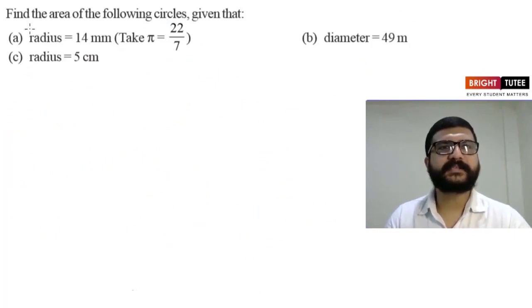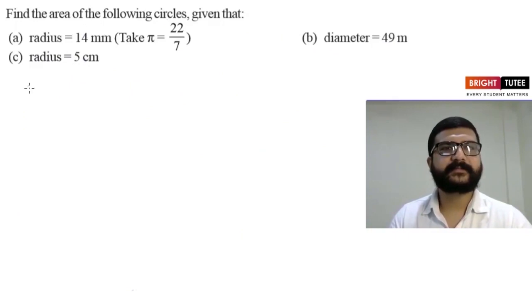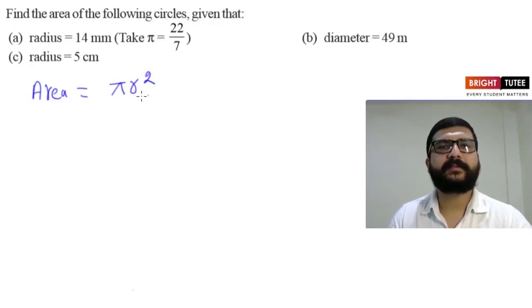The next question is, find the area of the following circles given that radius is 14 mm, and in the second one diameter is given as 49 meters, and in the third one radius is given as 5 centimeters. So let's see how to find area of circles. As we know, area of a circle is equal to pi r square. So here we will be using this formula for finding area of the circles. Let's see the first one now.